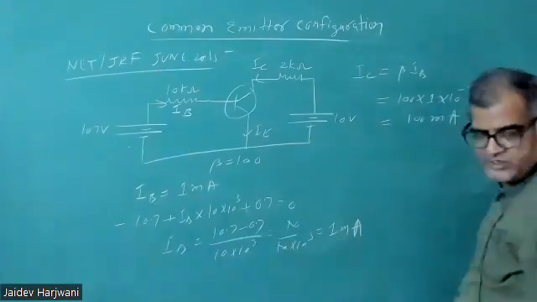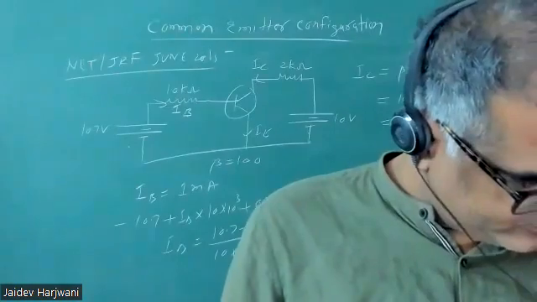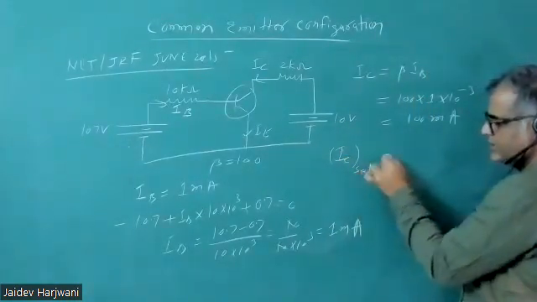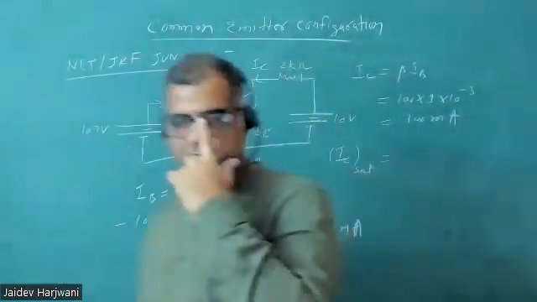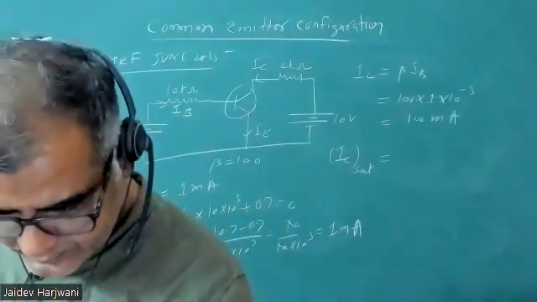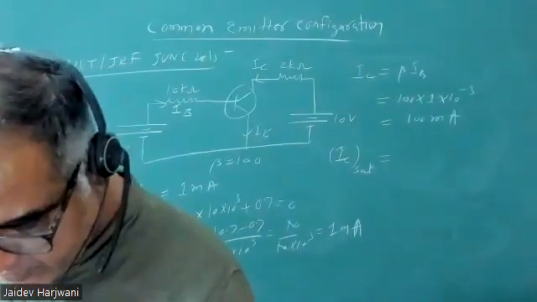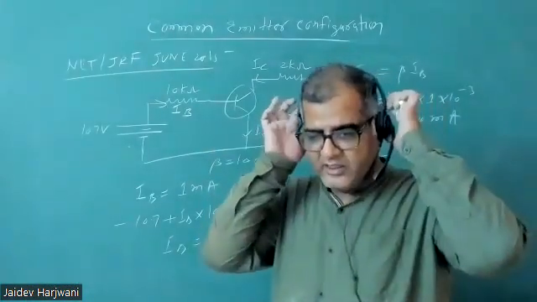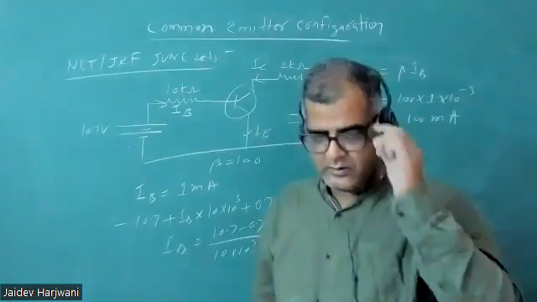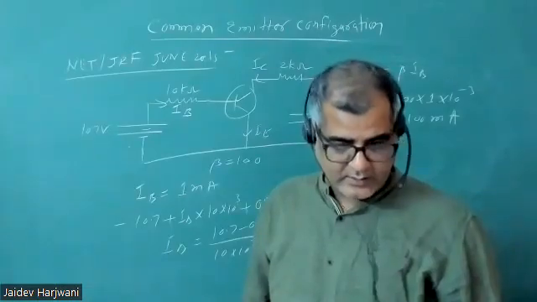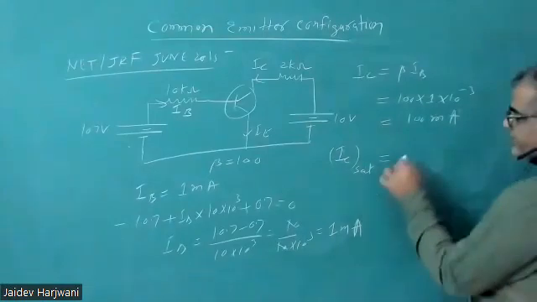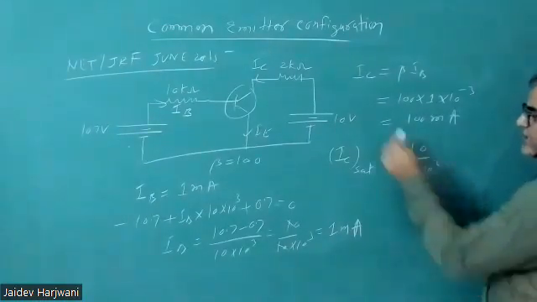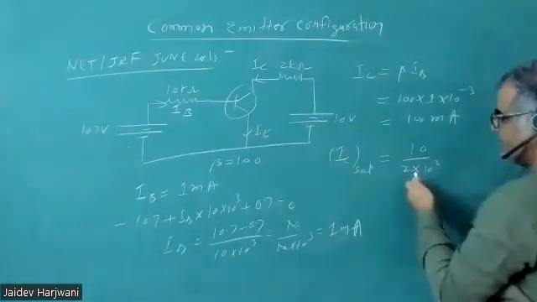Now calculate IC saturation. How much is coming? If I want to calculate IC saturation, what should I do? Its value is 10 upon 2 into 10 raised to power 3 kilo ohm. Why? Because it is VCC upon RC. This is your IC saturation.